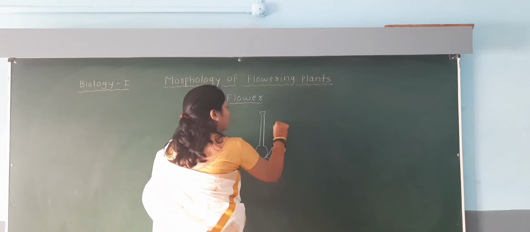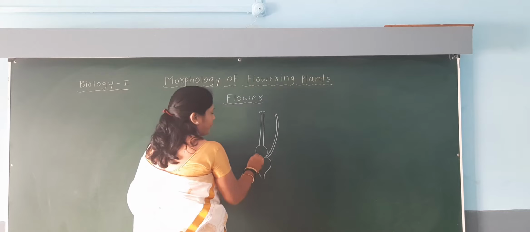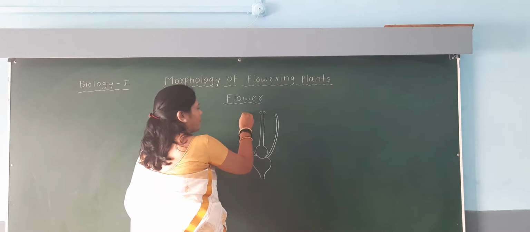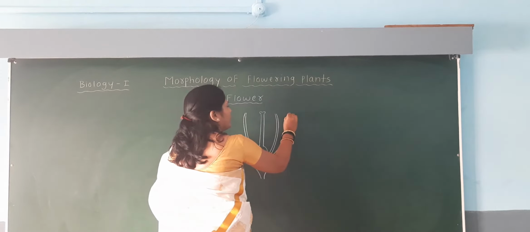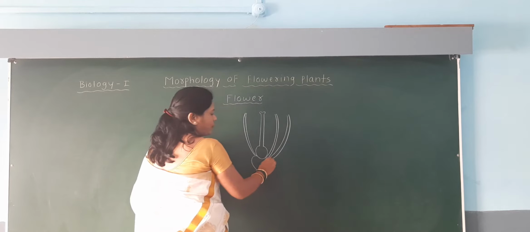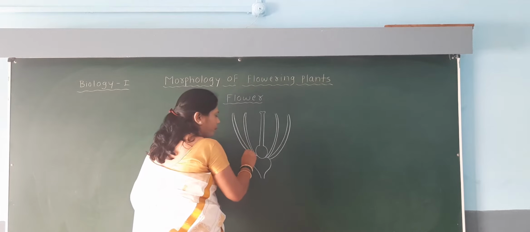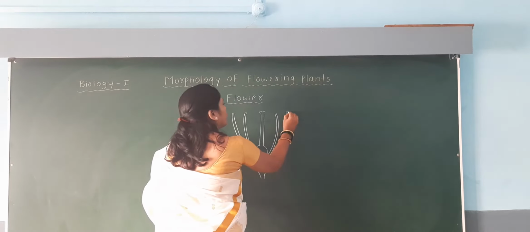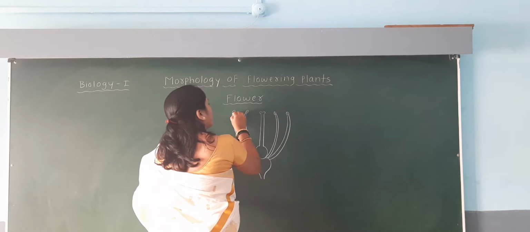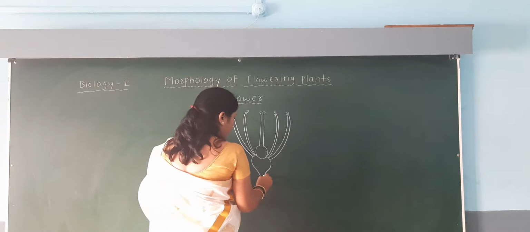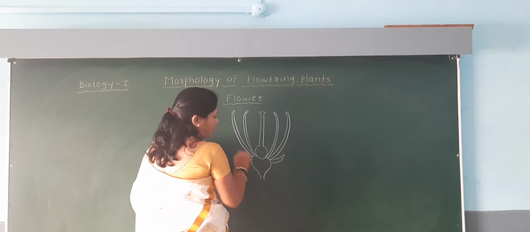Then around this gynoecium you will observe the male part of the flower. There are many male parts, maybe 2, 3, 4. Here we are going to draw just a few parts of the male flower. So here we have drawn the male part of the flower. There may be some leaf-like structure you may observe on the thalamus.